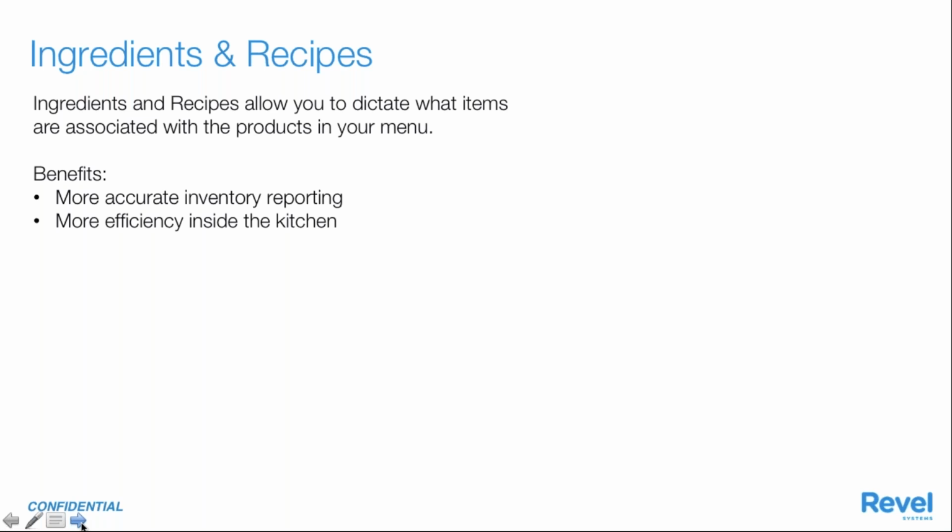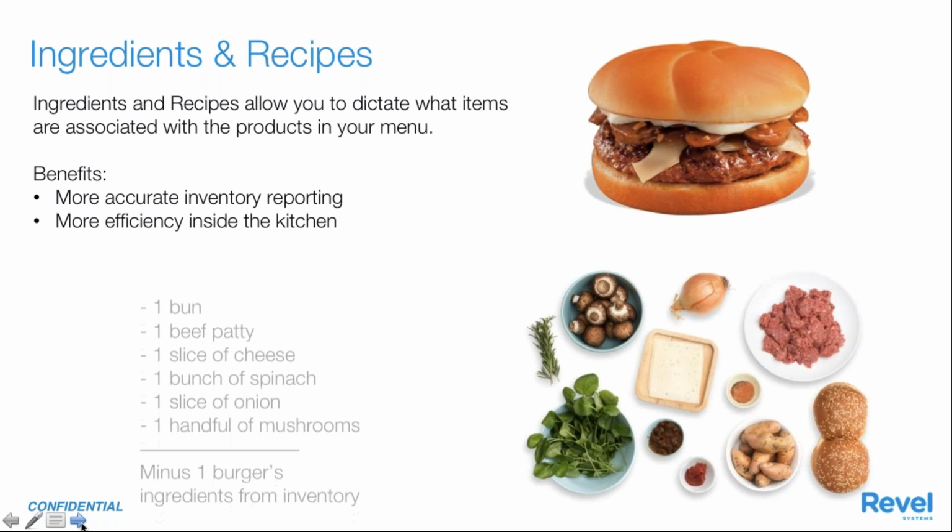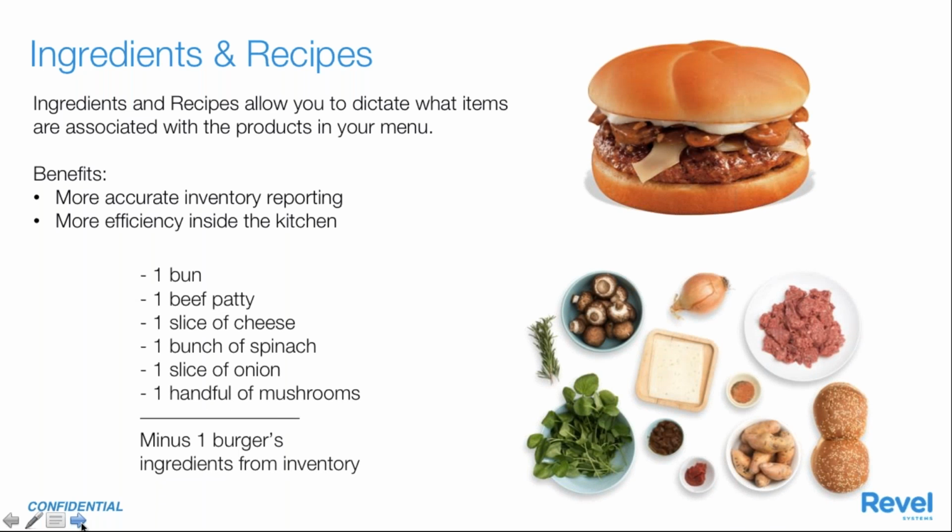So ingredients and recipes. Ingredients and recipes allow you to dictate what items are associated with the products in your menu through our ingredient level inventory tracking. So if you build out your ingredients and then you attach a recipe to these products, what's going to happen is anytime that someone orders a burger, instead of having a burger come out of your inventory, Revel is going to calculate on the recipe that you made exactly the items that are going to be coming out of that burger.